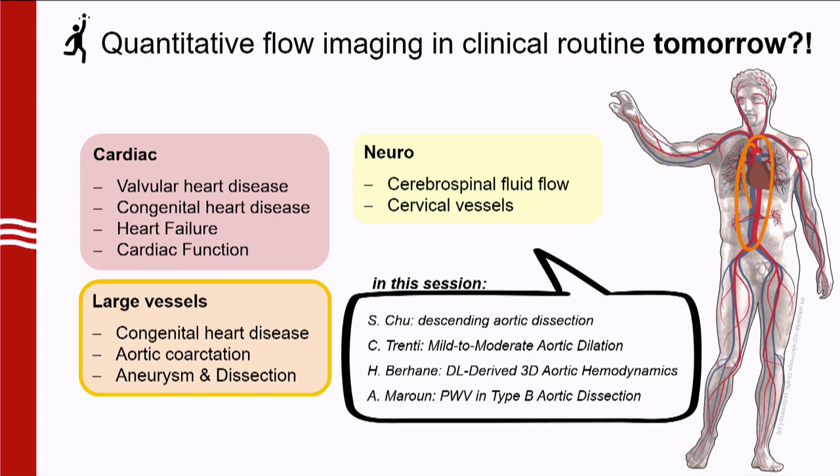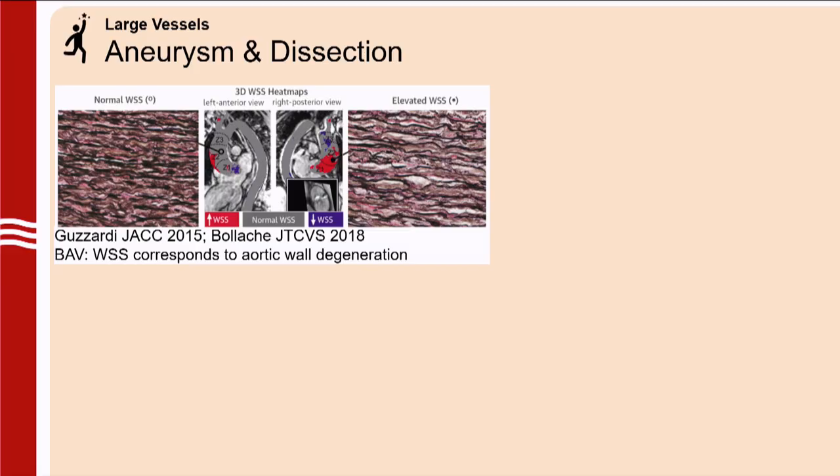Let's continue with large vessels. I think one very important pathology to add to our repertoire that we have right now is the prognosis of aneurysms and dissections, where we don't need flow imaging at the moment, but I think we will need it at some point in the future.